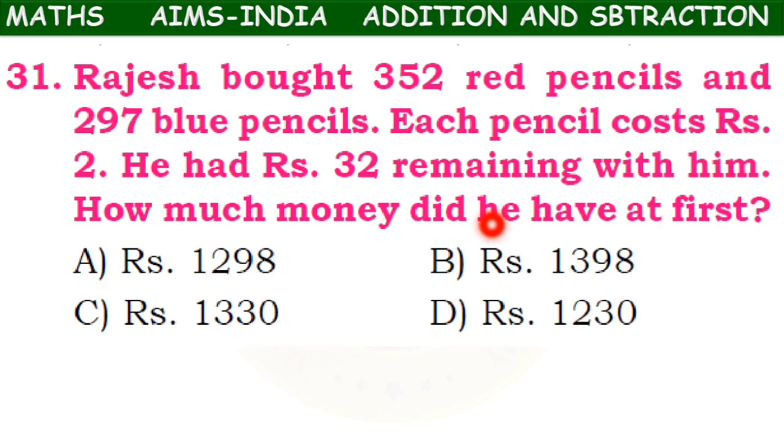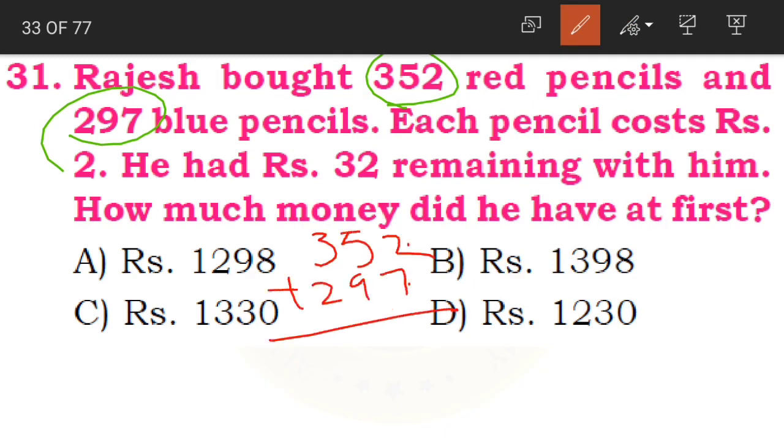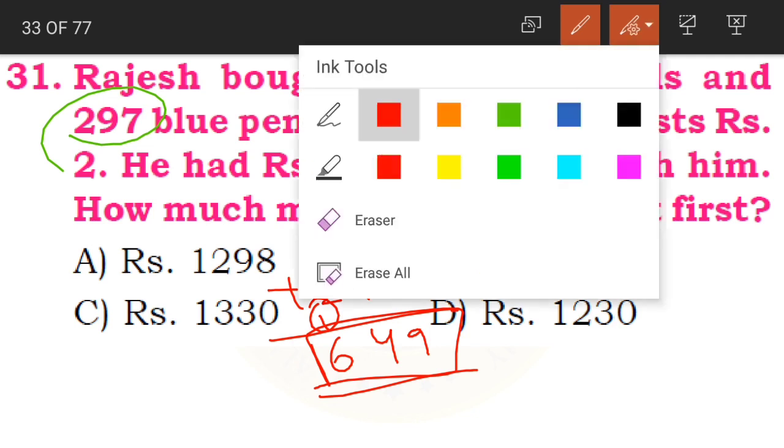Moving on to question number 31. Rajesh bought 352 red pencils and 297 blue pencils. Each pencil cost rupees 2. He had 32 rupees remaining with him. How much money did he have at first? Now first let us find out the total number of pencils. 352 plus 297. 7 plus 2, 9. 9 plus 5, 14. And here 6. 649 pencils. Rajesh bought how many? 649 pencils.